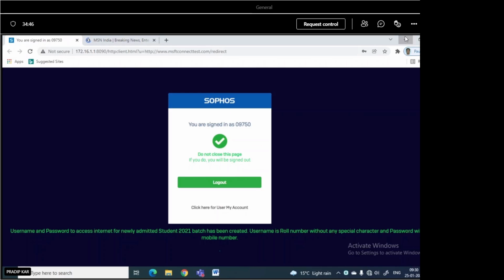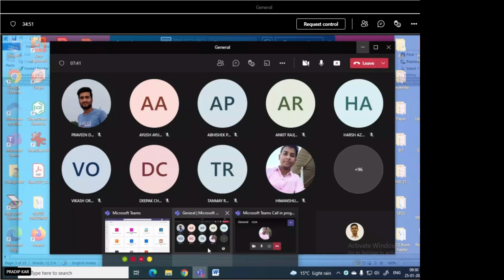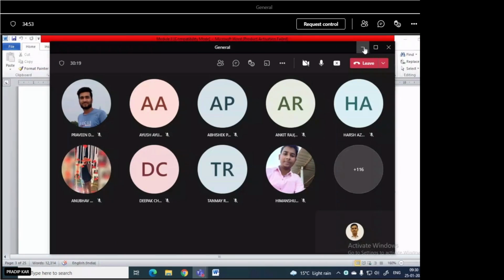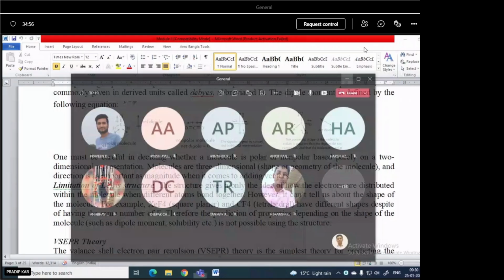Some of the properties also. Am I audible? Yes sir, you are. For a few seconds you were.